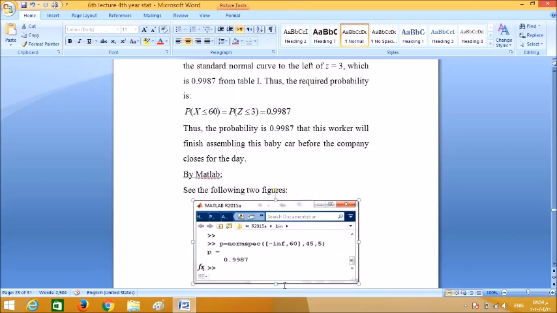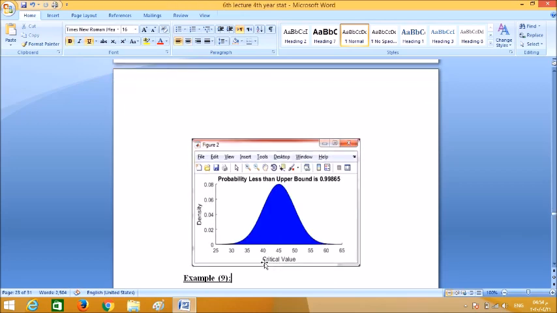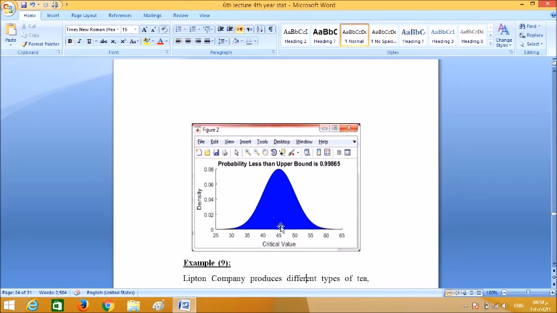By MATLAB, just put the limits minus infinity and 60, which means 1 hour, and mu and sigma, this will be 0.998, and this is the area under the distribution.